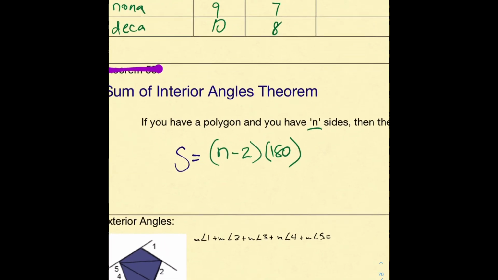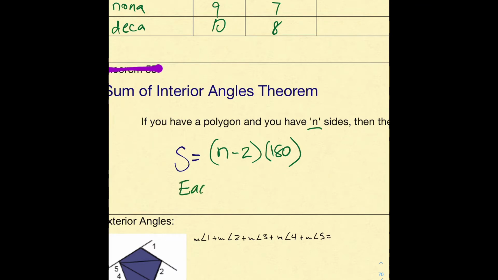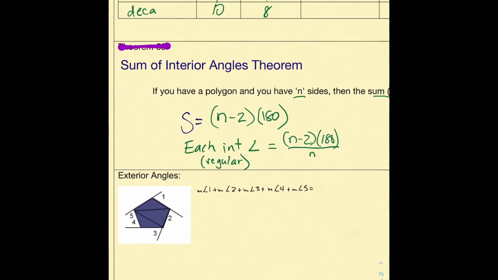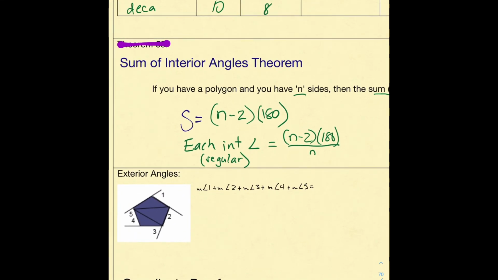Okay, so to find each individual interior angle, and this would need to be on a regular polygon, please write the word regular below it, meaning all the angles would need to be congruent, then you would do the same thing: n minus 2 times 180 divided by however many sides you have, or how many vertices you have. All right?